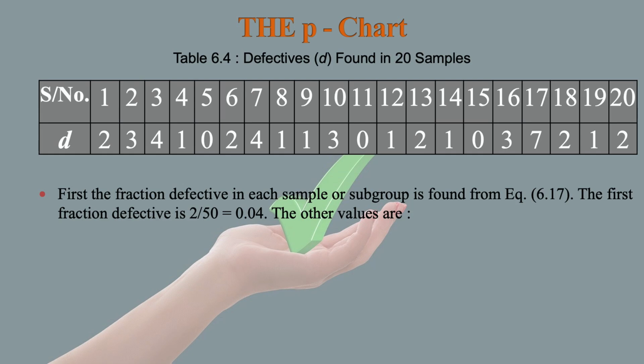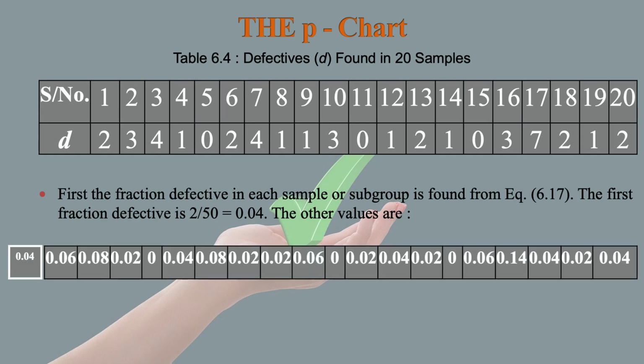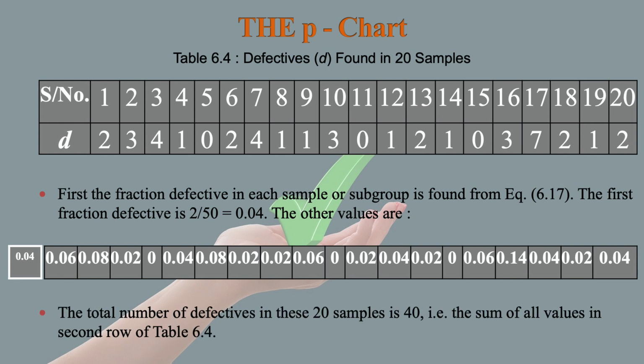The other values are being calculated on the basis of number of defects divided by 50 in each and every sample. So we will construct a table by finding out the number of defects in each sample. Now the total number of defectives in these 20 samples is 40, because if you count the number of defects for 20 samples, that comes out to be 40, the sum of all values in the second row of table 6.4.